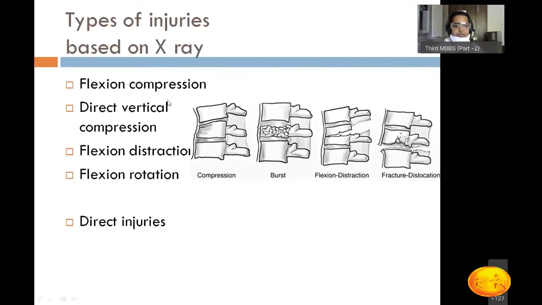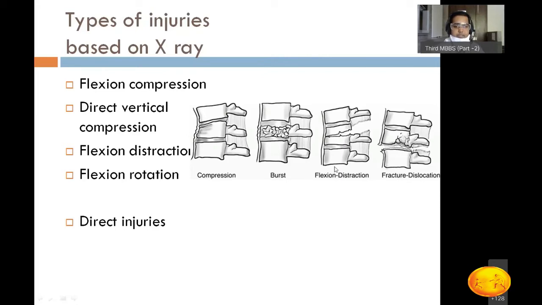So, types of injuries. This is rather a mechanism of injury than a type of injury based on X-ray examination. One is flexion compression injury. So the vertebral body is getting compressed because the flexion force is being applied on the spinal column. Second is direct vertical compression. The vertebral body is getting crumbled because the pressure is being applied directly onto the vertebra either from above or from below. It is not distracted posteriorly.